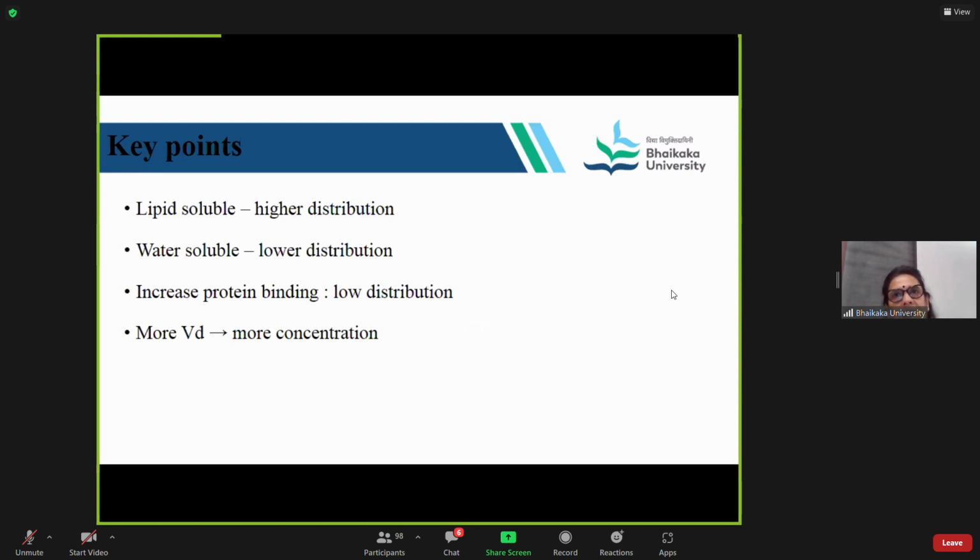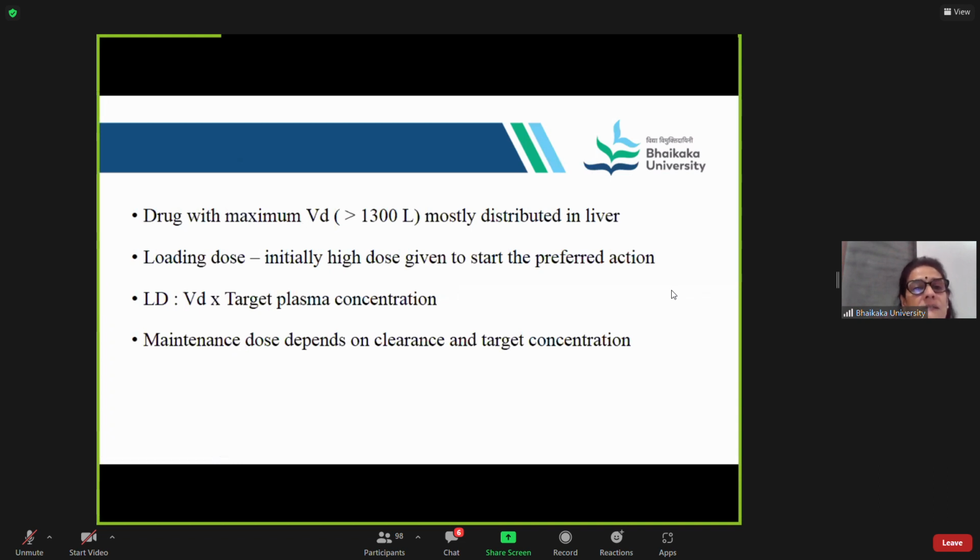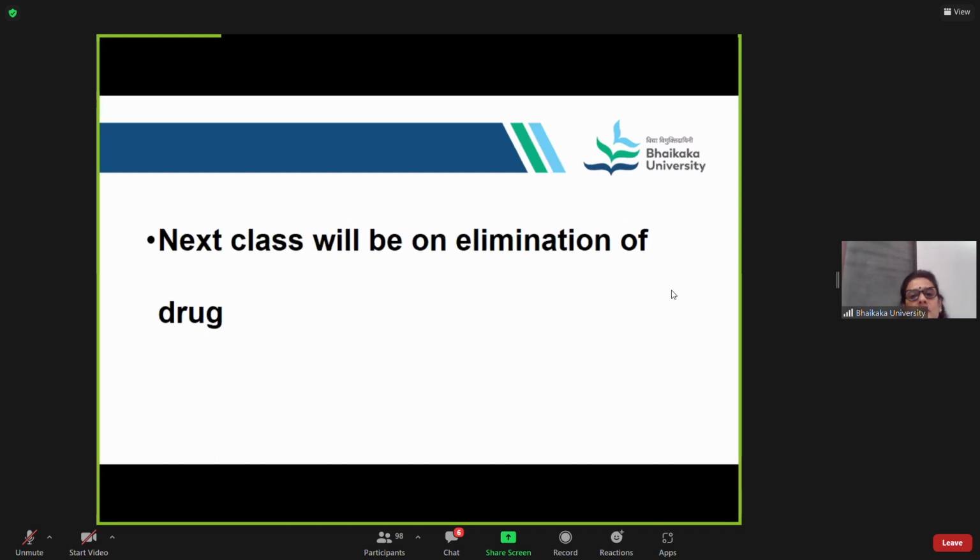Then loading dose and maintenance dose. The third parameter is clearance, which is related to distribution and is a quantitative study, which I will take in my last class. So this is all about distribution, a very important topic with frequently asked questions. Read, and if you have any problem, we can discuss afterwards. I have written here what loading dose and maintenance dose are, but for now just remember the importance of the loading dose. The next class will be on elimination of drugs, tomorrow. I am not giving any assignment today; just read about binding capacities and clinical relevance.